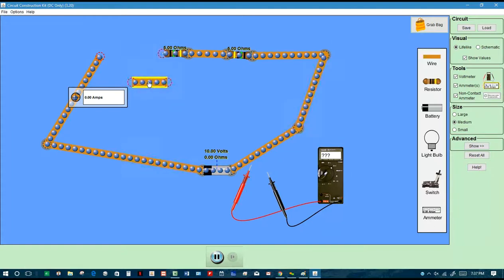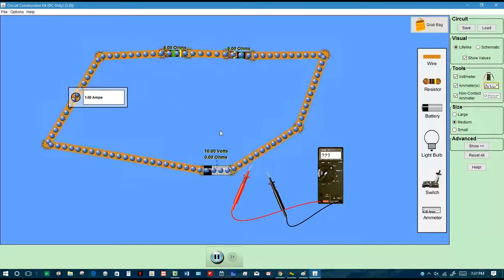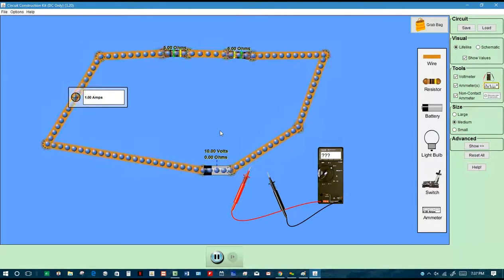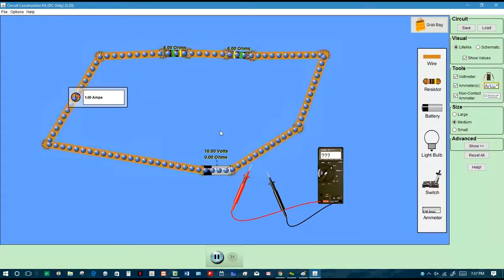It would be less than 2 amps. Because we have more resistance. Exactly. Notice we actually have 1 amp now, right? So guess what the total resistance of the circuit is right now?